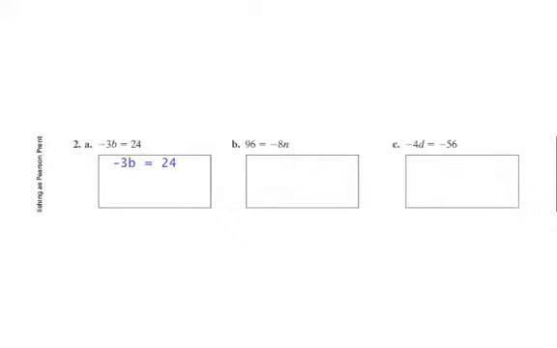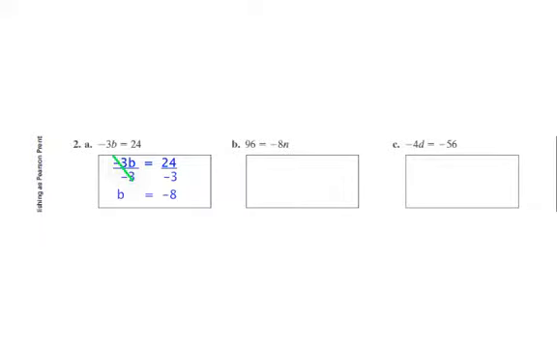Negative 3b equals 24. To get b by itself, we're going to have to divide both sides by negative 3. The negative 3's on the left-hand side cancel each other out. So on the right-hand side, you're left with 24 over negative 3. 24 divided by negative 3 is negative 8. So b equals negative 8.